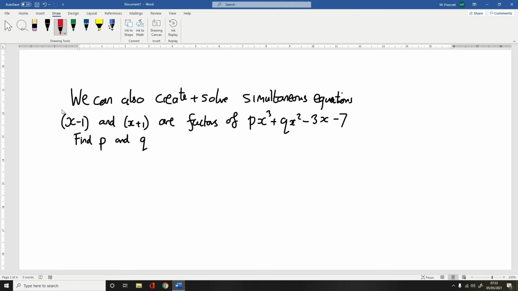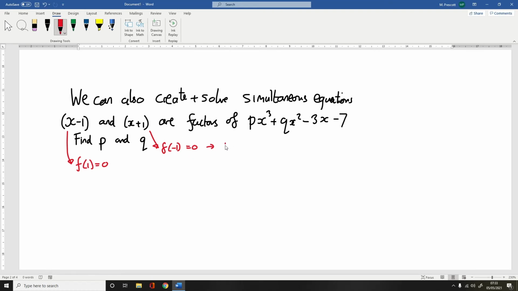Final use of our factor theorem is that we can create some simultaneous equations using it. Here's an example. We've got two factors of our cubic, and we want to use them to find what p and q are. So, this one tells us that f of 1 should be 0, and this one tells us that f of minus 1 should be 0. So let's work them both out.